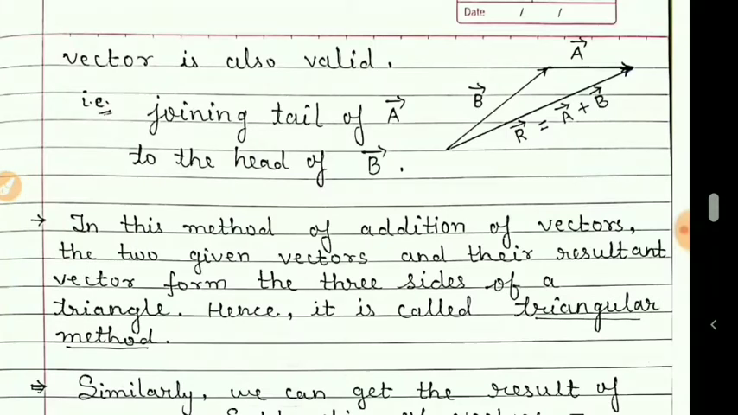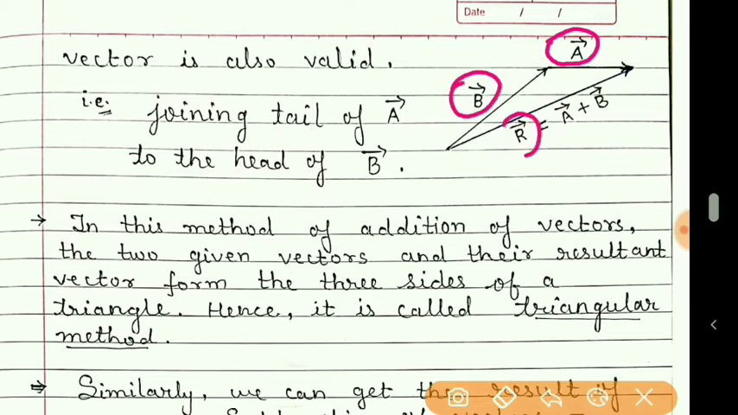So students, by adding these two vectors, that is vector A and vector B, the result obtained is vector R, and you can see in the figure that these three vectors form a triangular figure, and so this method of obtaining addition of two vectors is known as triangular method.